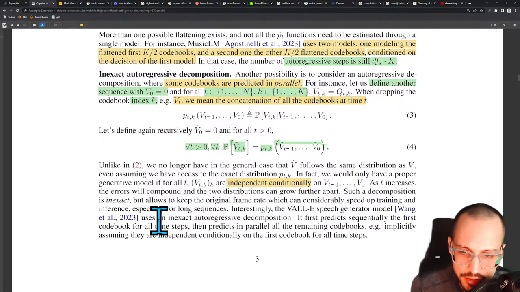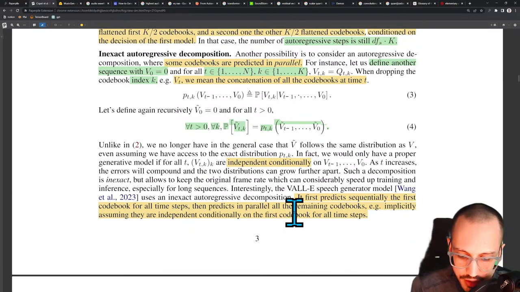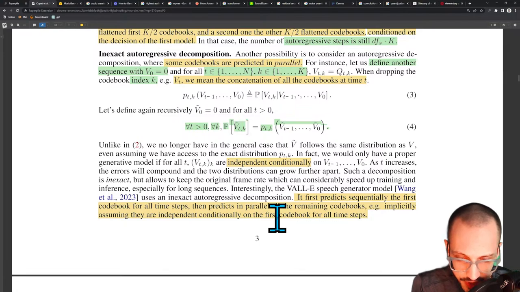Interesting, the Valley speech generator model uses an inexact autoregressive decomposition. It first predicts sequentially the first codebook for all time steps, then predicts in parallel all the remaining codebooks, implicitly assuming they are independent conditionally only on the first codebook. Okay, so you basically have this fundamental trade-off where you could do things separately, which you should because they're not independent, right? They're related to each other, these different codebooks, because they're residual vector quantizations of the same original signal. But if you do that, it's going to be very slow. So people are basically trying to do as much in parallel as they can without breaking this.